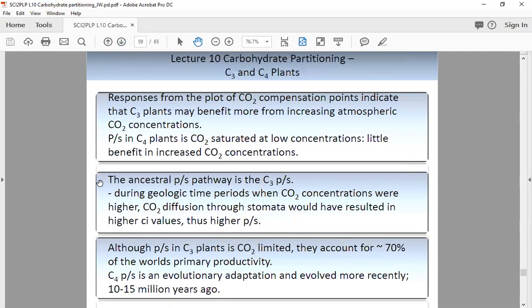In fact, the ancestral photosynthetic pathway is the C3 pathway, which evolved when carbon dioxide concentrations were much higher. The C4 pathway is thought to be a derived pathway which evolved much later. Even though this is the case, photosynthesis in C3 plants is carbon dioxide limited, but still they account for about 70% of the world's primary productivity, even with their problems with photorespiration.